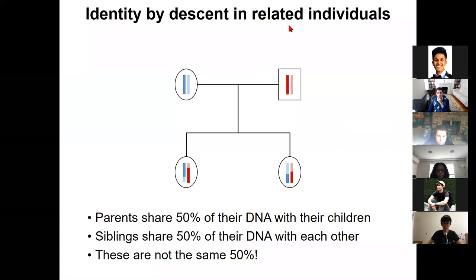So if you look at identity by descent in related individuals, you basically have parents that share 50% of their DNA with their children. Every parent gave some combination of their genetic material, in blue, say, for dad, and in red for mom, and some combination of that genetic material went to each child, okay? So siblings also share 50% of the DNA with each other, but these are actually different 50%. Notice the parents are unrelated, as they should be, and the children are each inheriting DNA from mom and from dad, but from either the maternal grandpa or the maternal grandma in each case, okay?